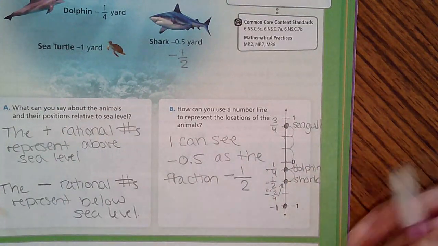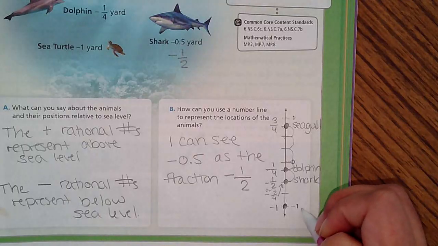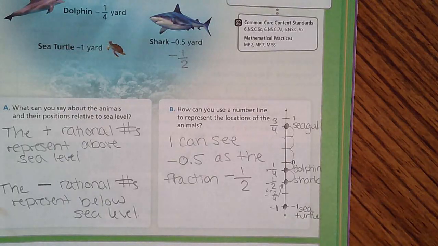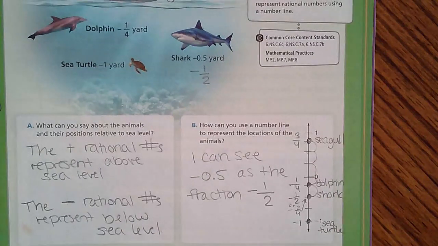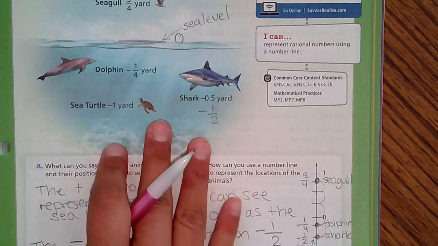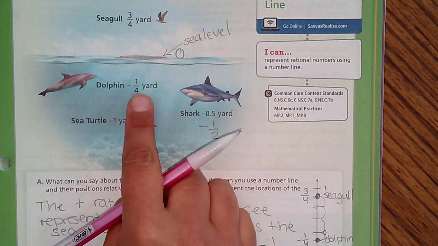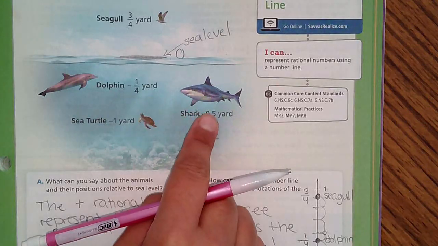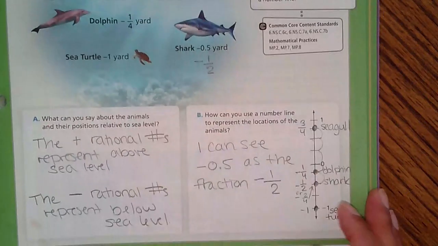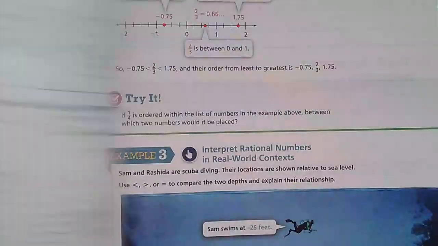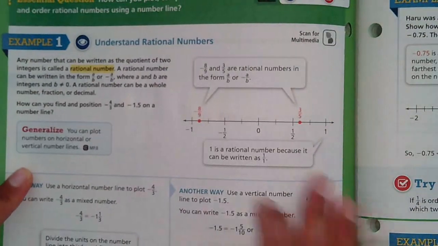Negative 1, and that is the sea turtle. So this is what we're going to be doing in this lesson. Looking at the rational numbers, looking to see can we change any of the rational numbers either from fractions to decimals or from decimals to fractions so that we can plot them on a number line. So let's look at example 1 real quick.